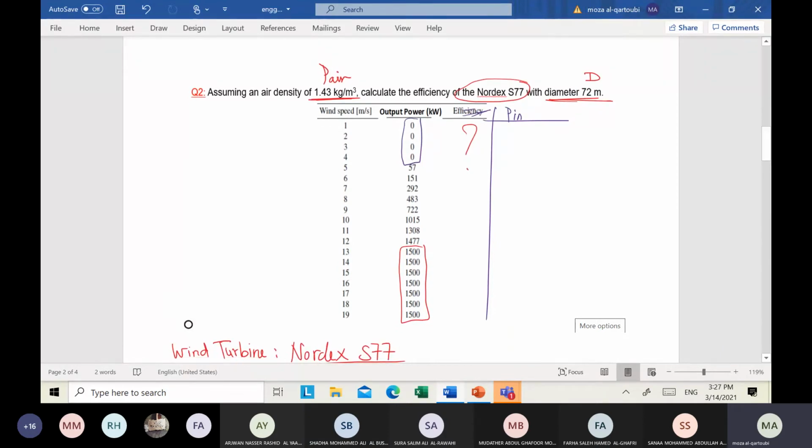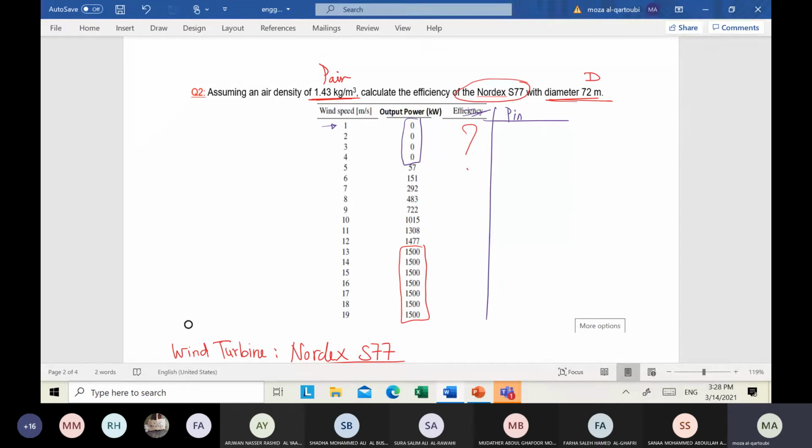I will solve only a sample with you. We'll take a sample from this table, starting from 1 to 4. When the wind speed is from 1 to 4, the output power equals 0, so we'll choose only one, the first value. So P out is given as 0. And for P in we apply this rule, changing only the velocity, 1, 2, 3, 4, used as a cubic value.